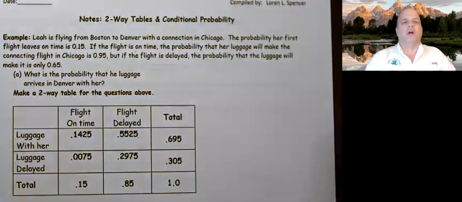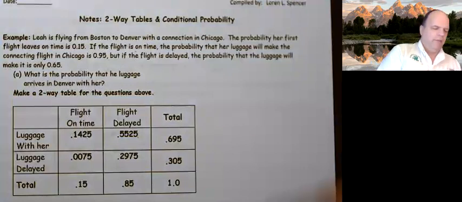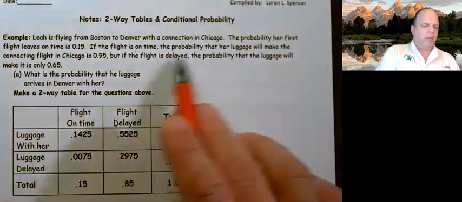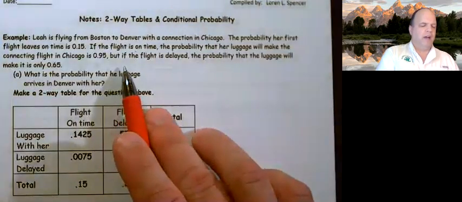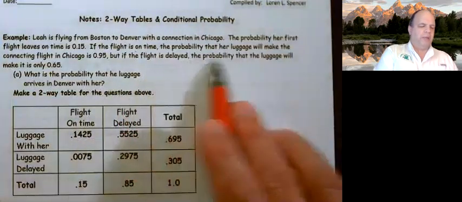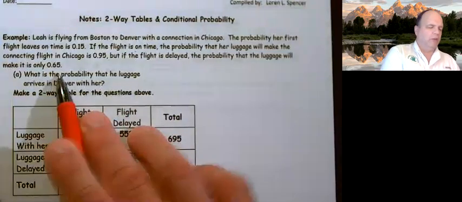Okay, this is more on two-way tables. This is page 81 of the note spiral. Leah is flying from Boston to Denver with a connection in Chicago. The probability her first flight leaves on time is 0.15. If the flight is on time, the probability that her luggage will make this connecting flight in Chicago is 0.95. But if the flight is delayed, the probability the luggage will not make it is 0.65.